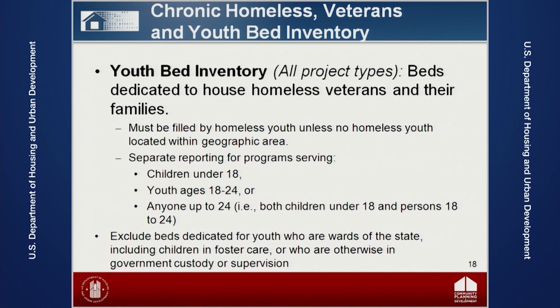Additionally, CoCs will have to identify if the beds are dedicated to serve only children under 18, only persons 18 to 24, or persons up to age 24, which includes both children under 18 and persons 18 to 24. If a project is intended to serve anyone up to age 24, even if it has an earlier cutoff age, let's say age 21, that project should indicate that it serves only persons age 18 to 24 or persons up to age 24, depending on the lower age limit of persons the beds are dedicated to serve.